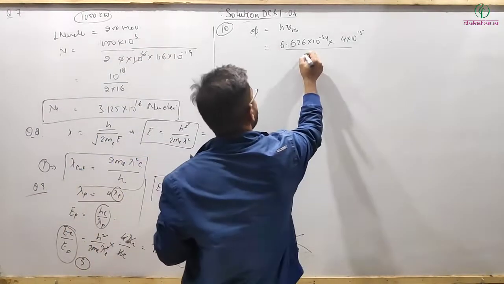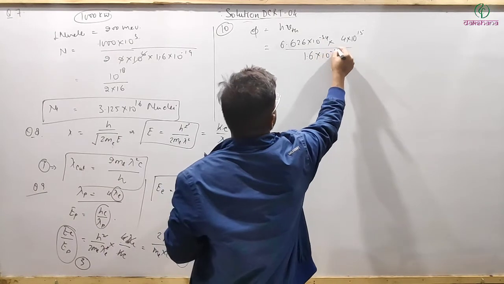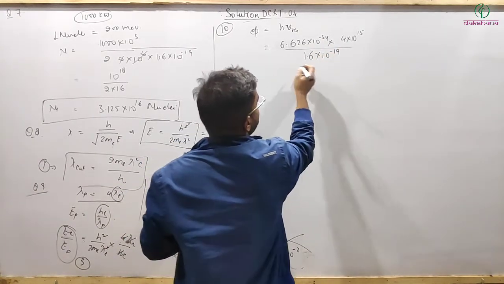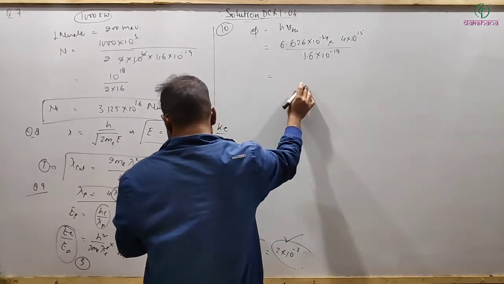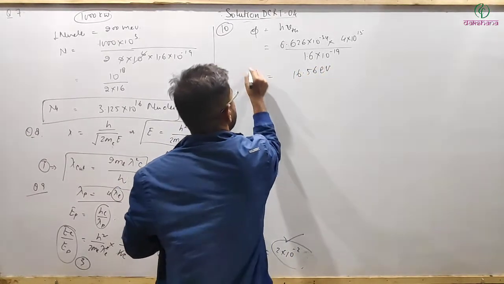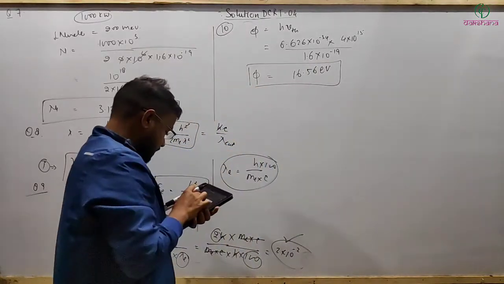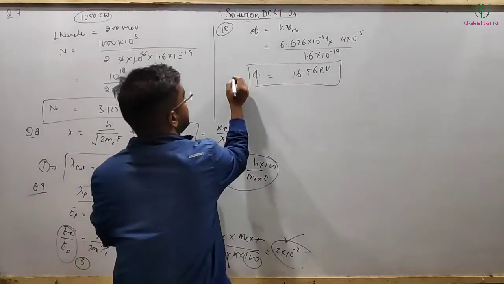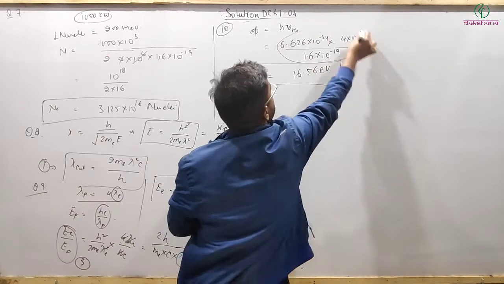If we convert that into electron volt, 1.6 into 10⁻⁹, and simplify it, this comes out to be 16.56 electron volts. This is the work function of the metal that is matching with option number 3. You can just simplify it actually.